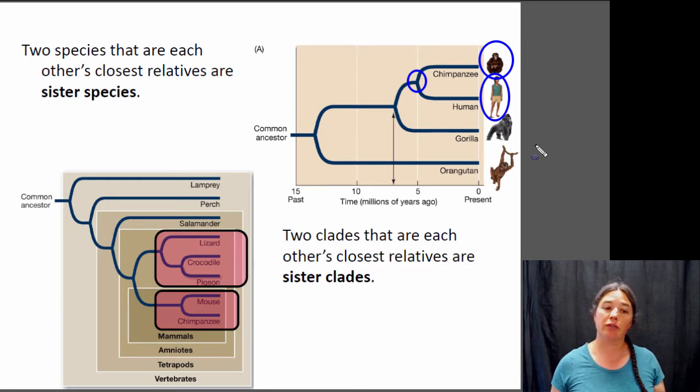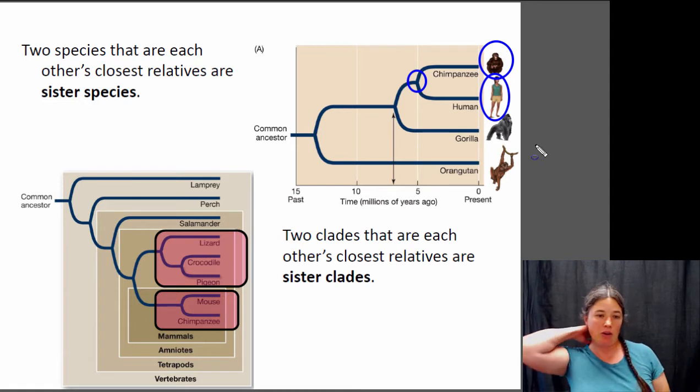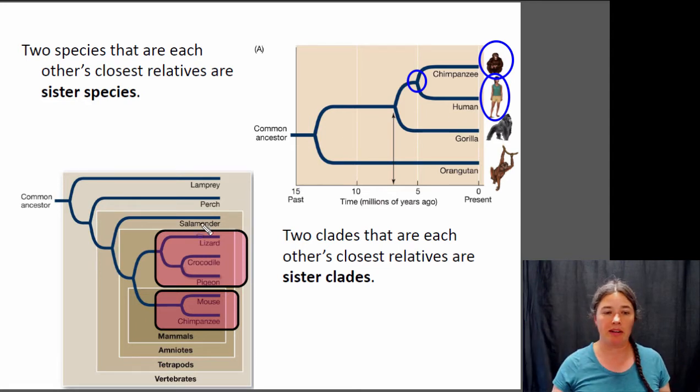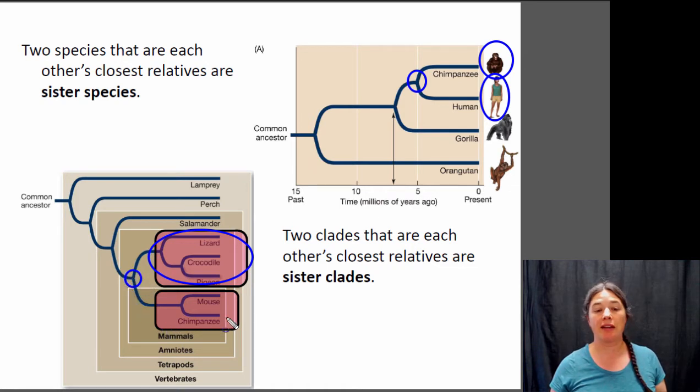You can also have sister clades. In this other group down here, the clade that contains lizards, crocodiles, and pigeons is a sister clade to the clade that contains mice and chimpanzees. And you can tell that if you say, okay, this is the clade that contains lizards, crocodiles, and pigeons, what's the closest related clade? You go back in time till you get to the common ancestor. And then the sister clade is going to be everything that is downstream of that ancestor.